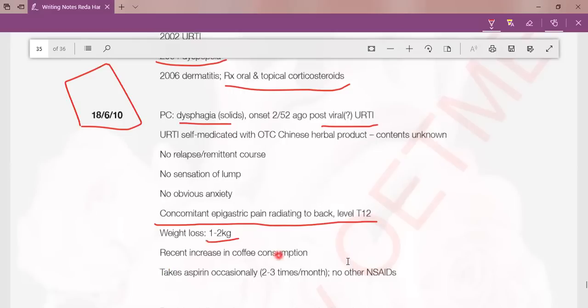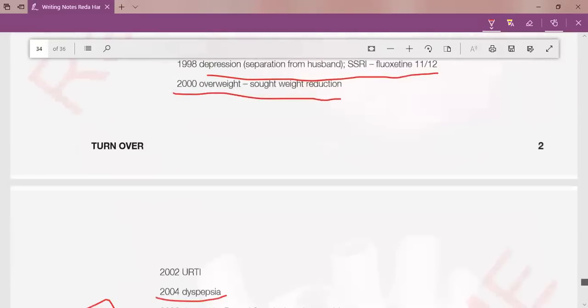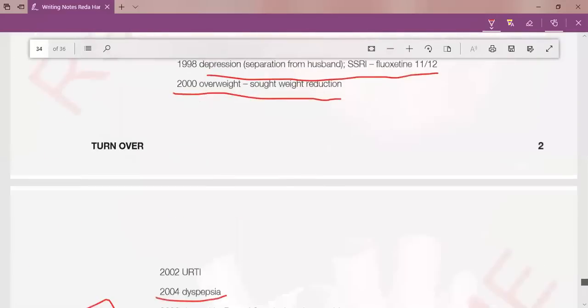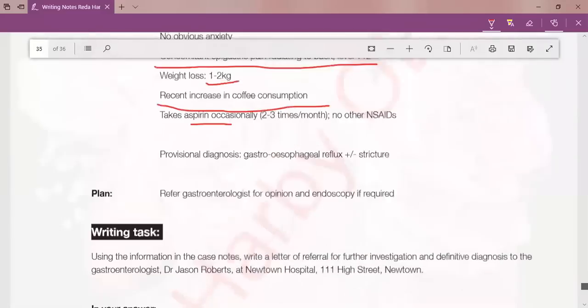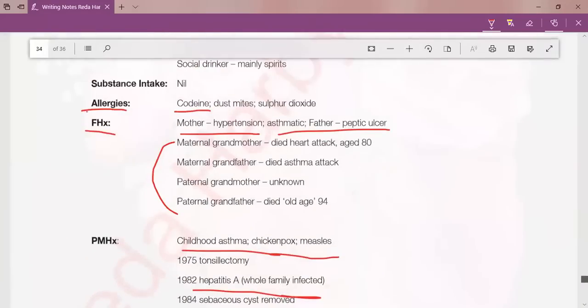Recent increase in coffee consumption, yes, this is important for a gastroenterologist. Takes aspirin occasionally, yes, this is an antiprostaglandin drug, no other non-steroidal anti-inflammatory drugs. So all of this is relevant. After selecting these case notes, you have to organize this one visit into a letter.